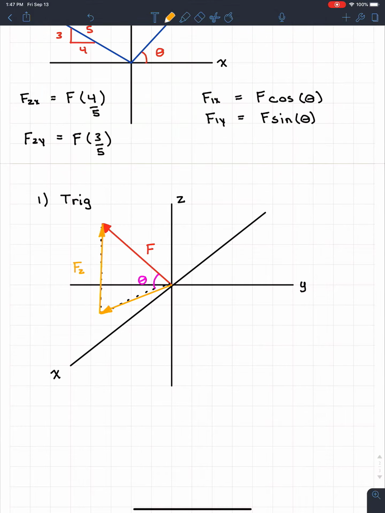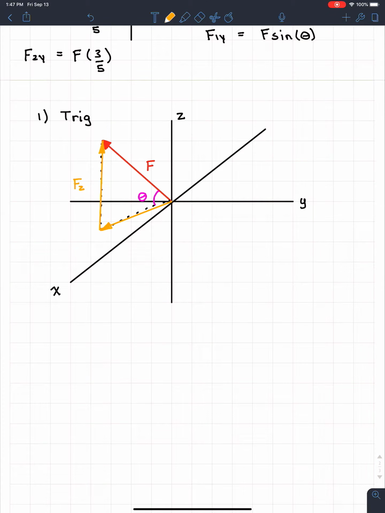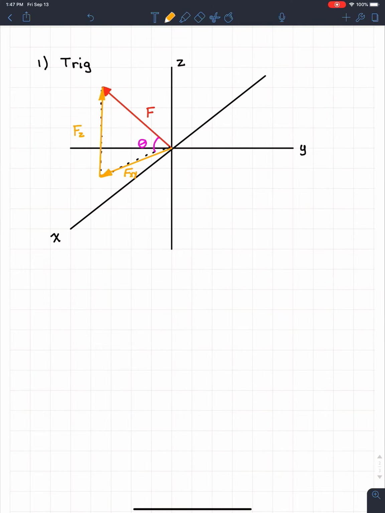The first one, fz, and then the second one here, this vector is actually going to be called fxy. Because it's not the x vector, it's not the y vector, but it's in that xy plane. So from there, we can find the component in the xy plane. And it's very nice to solve for because we know that fz is going to be equal to the magnitude of f times the sine of theta. And similarly, fxy is going to be equal to f times the cosine of theta.